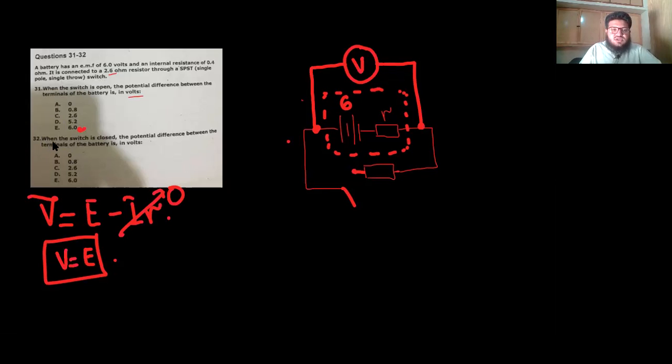Then the next question says, when the switch is closed, the potential difference between the terminals of the battery is? Now they have closed the switch, meaning they have completed the circuit. Now tell me what the terminal potential difference will be.